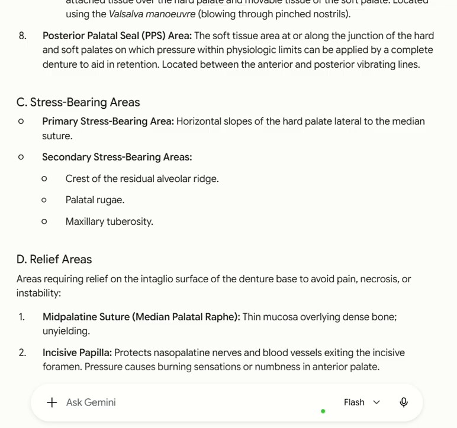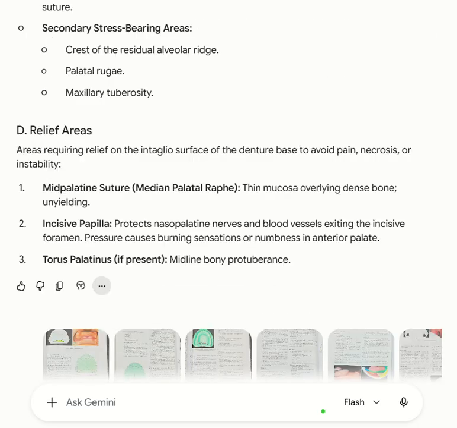D. Relief areas. Areas requiring relief on the intaglio surface of the denture base to avoid pain, necrosis, or instability. Mid-palatine suture, median palatal raphe, thin mucosa overlying dense bone, unyielding. Incisive papilla. Protects nasopalatine nerves and blood vessels exiting the incisive foramen. Pressure causes burning sensations or numbness in anterior palate. Torus palatinus, if present, midline bony protuberance.